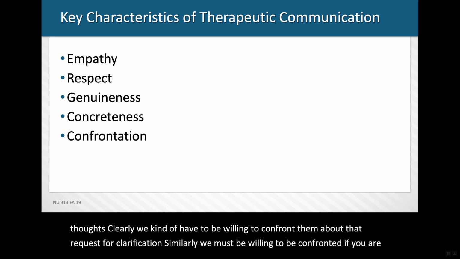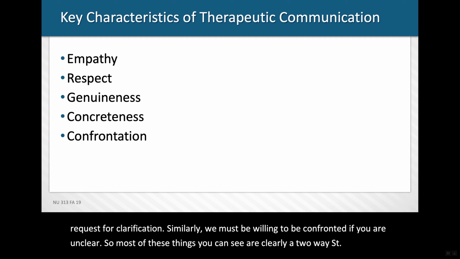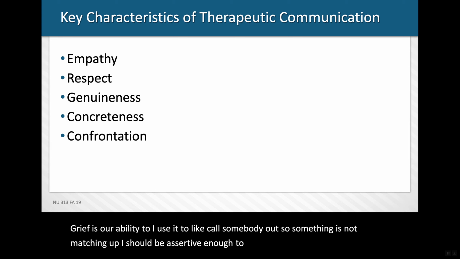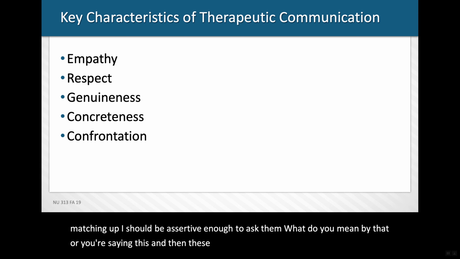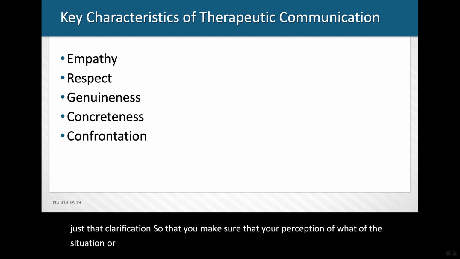So, most of these things, as you can see, are clearly a two-way street. Confrontation is our ability to, I use it to like call somebody out. So if something's not matching up, I should be assertive enough to ask them, what do you mean by that? Or you're saying this and that, and these two things are not matching up to me. And just that clarification so that you make sure that your perception of the situation or your assessment findings or what they told you is accurate.